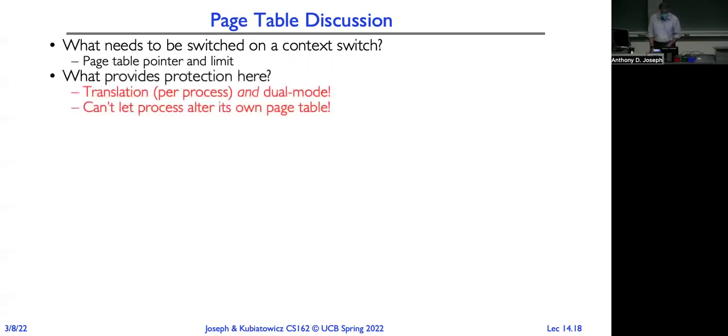Okay. What provides the protection for us? Well, we get protection through translation, right? The page table entries limit what you can actually access. If there's no virtual to physical mapping that lets you access another process's memory or the kernel's memory, then you can't access them. You can only generate physical addresses that correspond to mappings in your table. We use dual mode operation to keep the user from modifying that table. So only the kernel gets to modify the table.